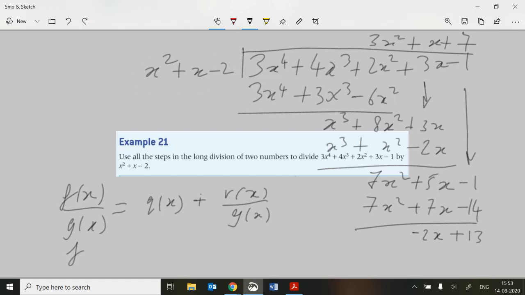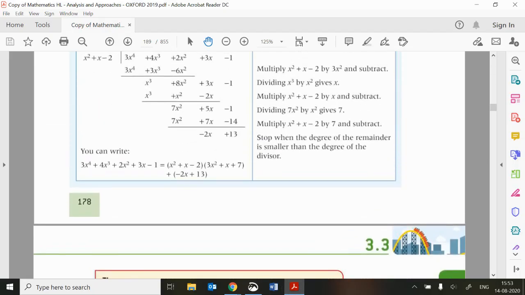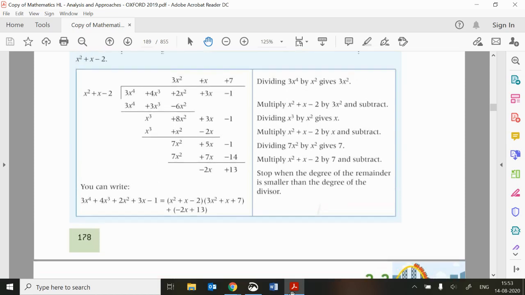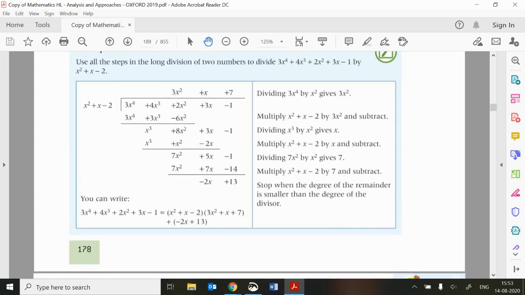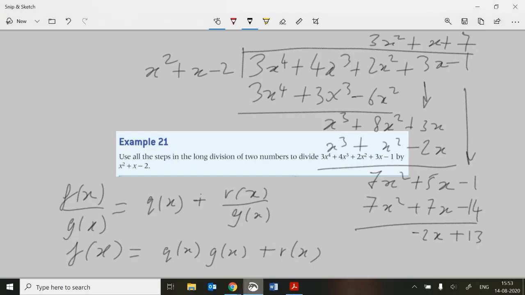We can write that in another way if we want. We can say f of x is equal to the quotient of x times our divisor plus r of x, plus our remainder. So all I've done there is times throughout by g of x, our divisor. Okay, and let's have a little look at seeing that we've got that one right. So they're saying the answer is 3x squared plus x plus 7. Okay, and if you have a look at this one, they've actually written it in this format here. They've said f of x is equal to the quotient times g of x plus r of x.